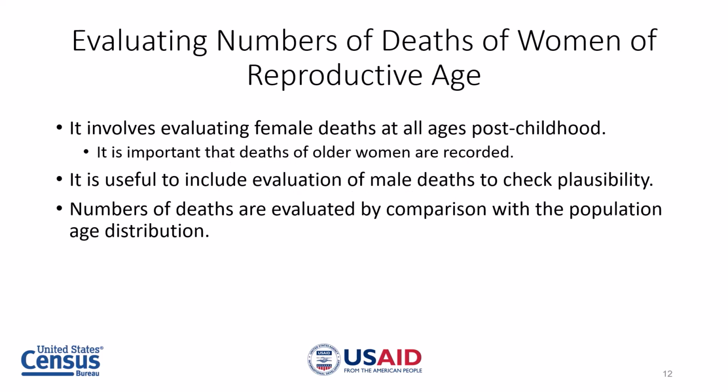Although we are interested in evaluating death records of women in reproductive age, the methods are developed to evaluate deaths at all ages post-childhood. It is important that deaths of older women are recorded and included in the analysis. If you want to double-check your results, it is recommended that you also evaluate male deaths and check for reasonableness of coverage of census death records for both sexes. All these methods compare the distribution of death rates estimated from census data with death rates implied by the population distribution.